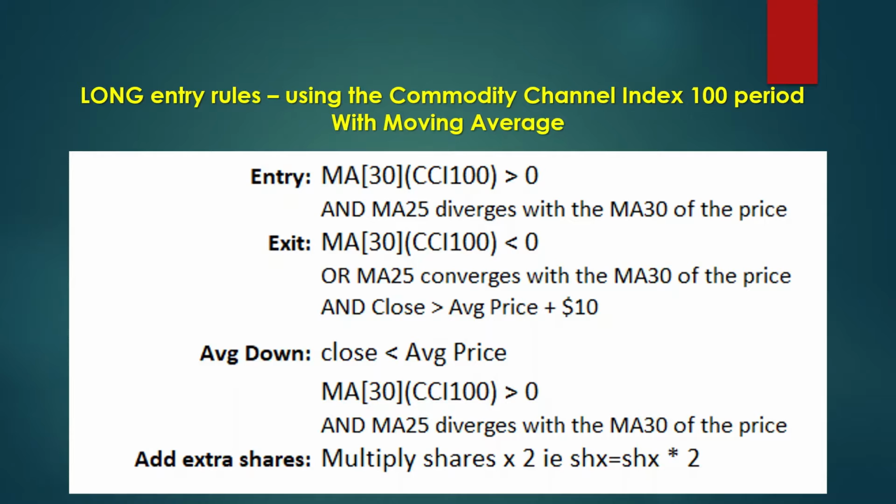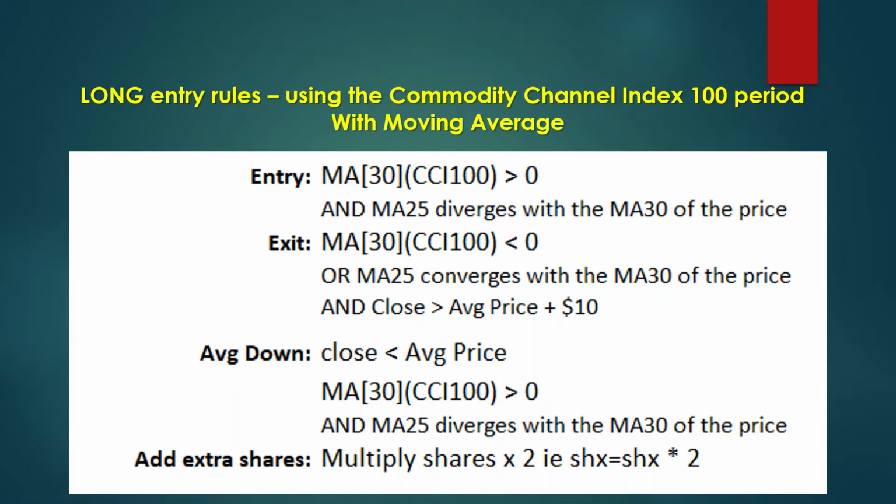We exit the trade when this combined moving average 30 of the CCI 100 indicator breaks below zero, or the share price moving averages start to converge. That is, the moving averages start getting closer to each other. This indicator of the moving averages of the share price is getting lower.